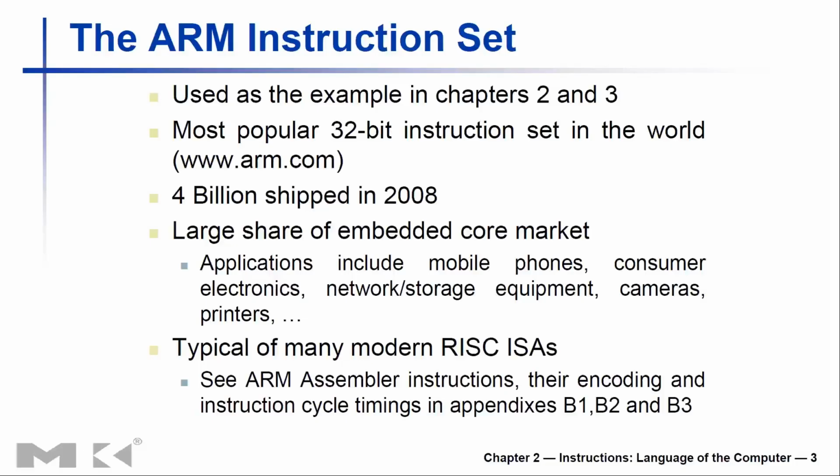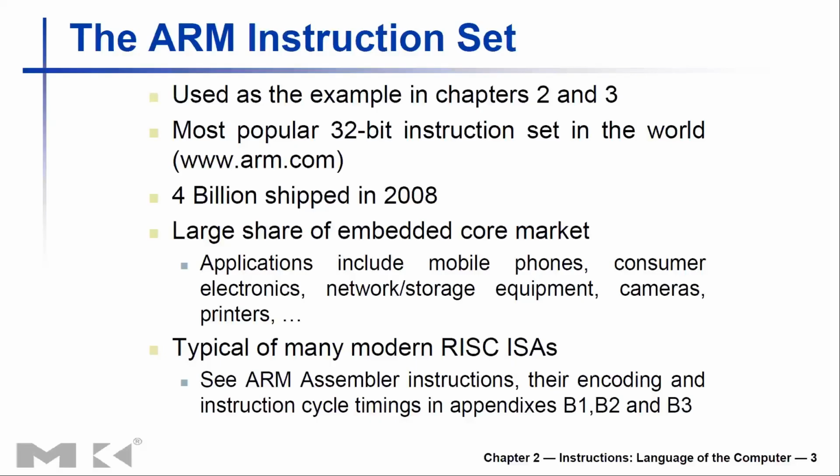And if you look at the numbers, you can see that in 2008, there were 4 billion ARM processors shipped. So that itself shows how popular this ARM processor is. And if you look at the embedded market, embedded core market, or embedded devices, meaning things that are not general purpose computers. So embedded devices, an embedded device refers to something that is not a general purpose computer.